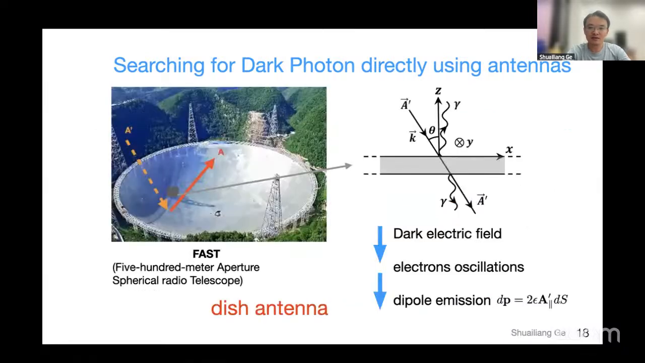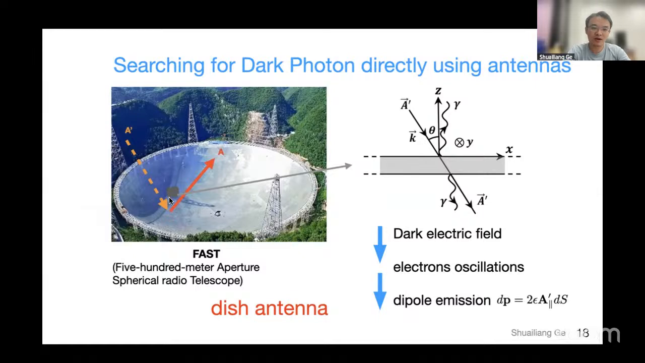And there's another common type of antenna called the dish antenna. So here's a photo of the dish antenna of the FAST radio telescope. FAST is currently the world's largest single dish radio telescope. The diameter of this dish antenna is roughly 500 meters. So it is huge. And for the dish antenna, we can do a similar analysis.